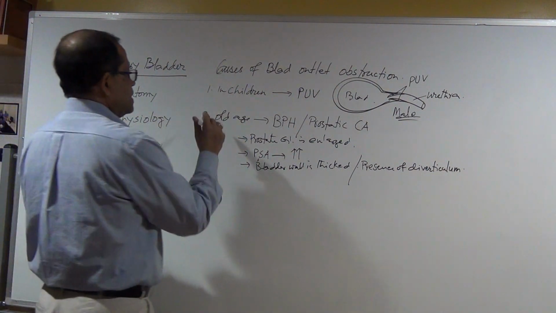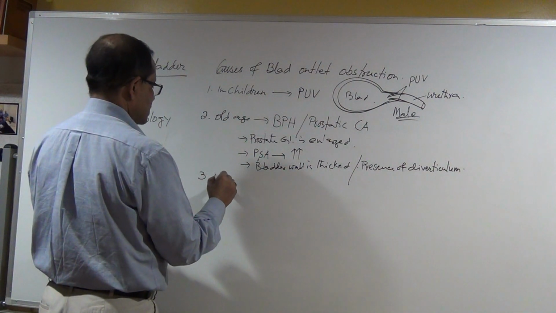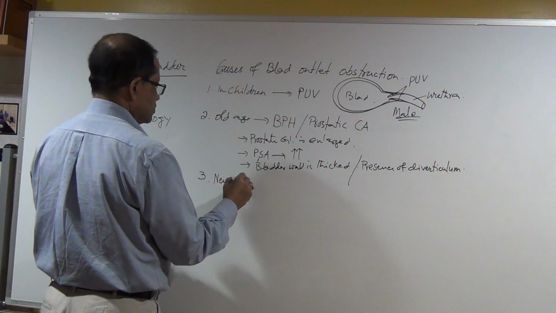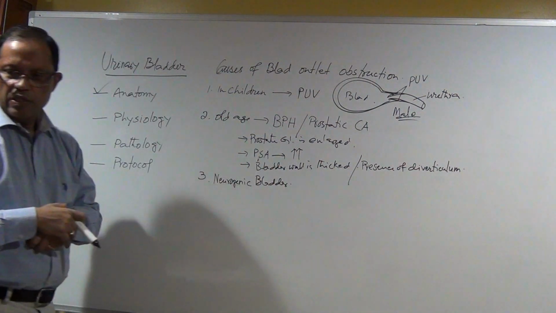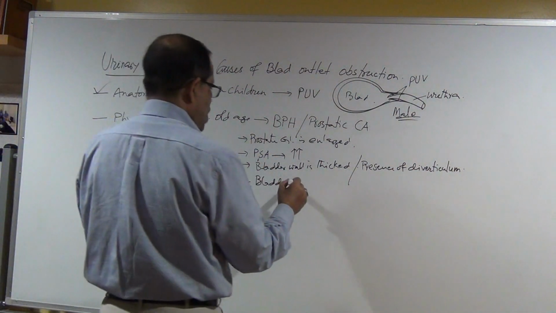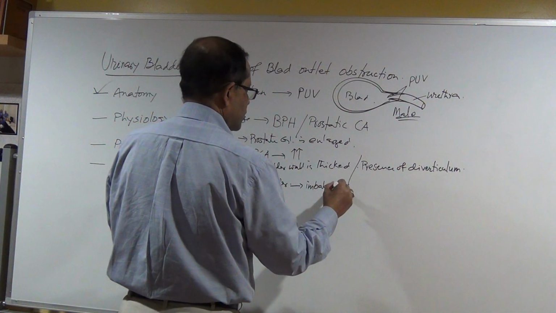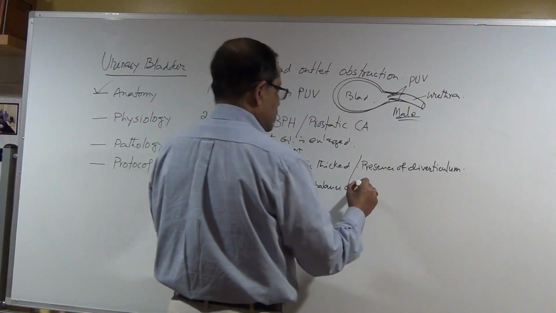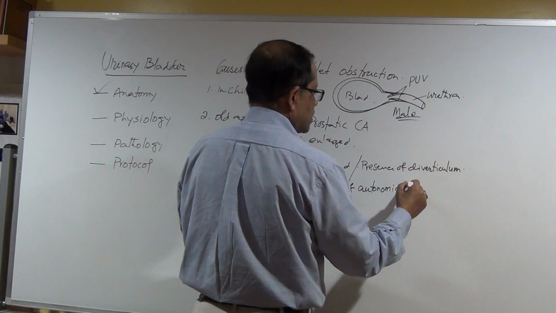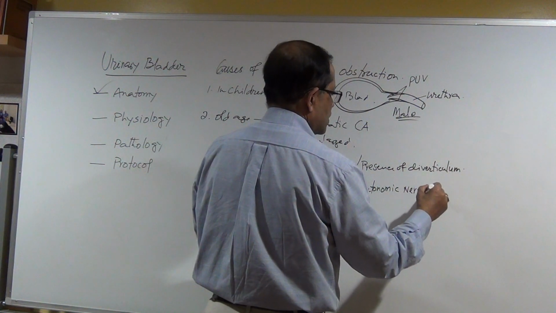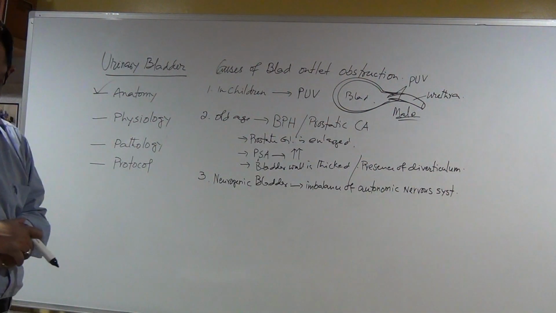Okay, and number 3, neurogenic bladder. Neurogenic bladder means an imbalance of the autonomic nervous system, sympathetic and parasympathetic, in coordination.